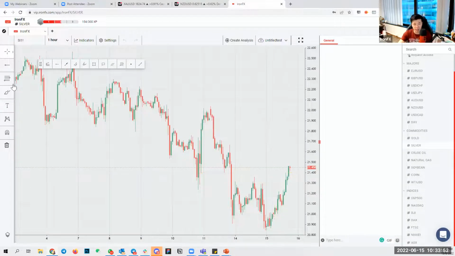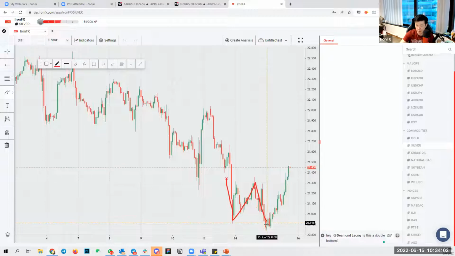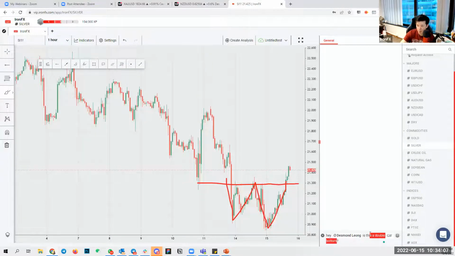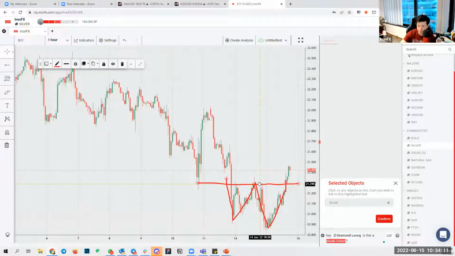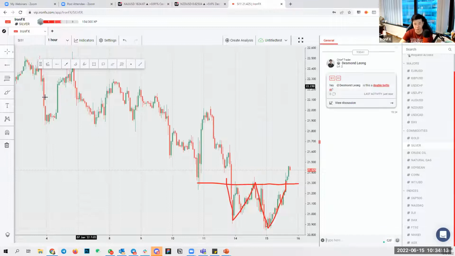Okay, you might be looking at this and saying, "Hey Desmond, is this a double bottom? Is this a double bottom kind of formation that we're looking at?" Same thing: highlight, link object to text, just select whatever you just drew and send it through. Because when I look at it, I wonder what the double bottom you're referring to is. I hover my mouse over it.